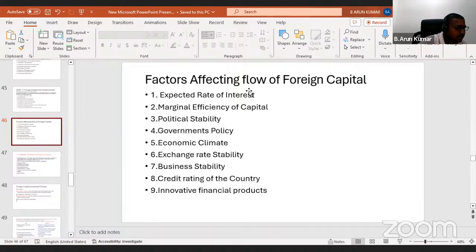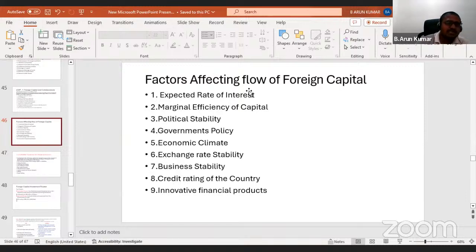Second one is marginal efficiency of the capital. Marginal efficiency of the capital means that for investing abroad, entrepreneurs may compare the marginal efficiency of the capital against the rate of interest between different countries and different areas of investment. The country which has higher marginal efficiency of the capital will attract more inflow of capital.